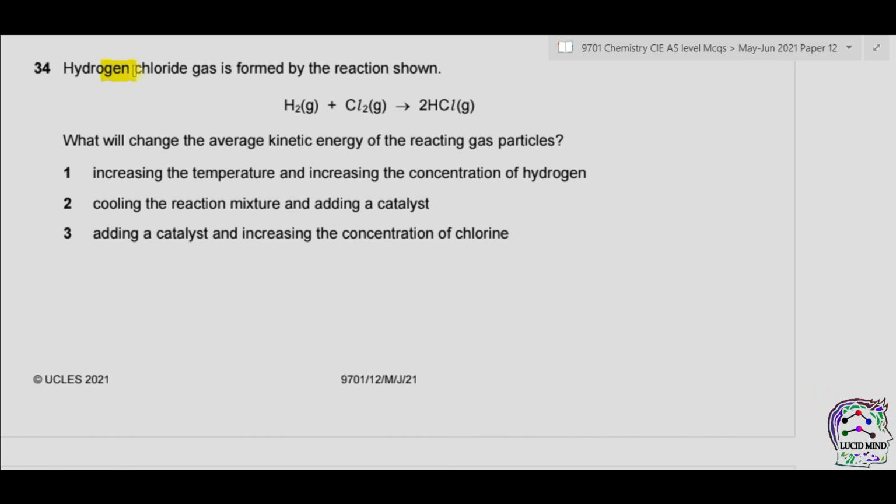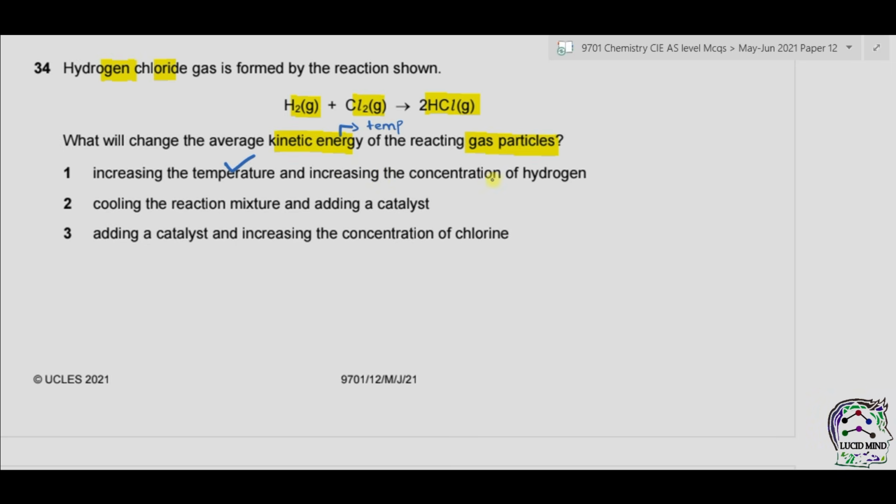Question 34. Hydrogen chloride gas is formed by the reaction shown. We have hydrogen gas that reacts with chlorine gas to form HCl gas. What will change the average kinetic energy of the reactant gas particles? Now kinetic energy is the energy due to motion, and it can be increased or decreased by changing temperature. Number 1, increasing the temperature. Yes, it will increase the average kinetic energy, and increasing the concentration of hydrogen.